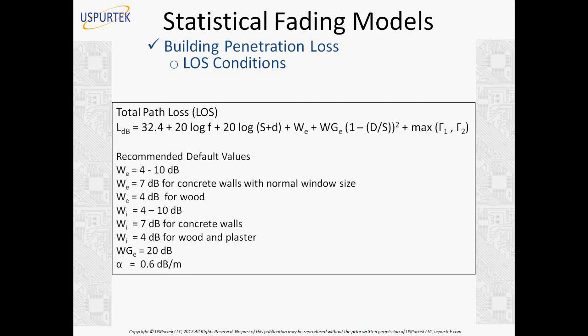Now here again you have some default values which could be used. If you want to simplify your effort, you could just use some recommended default values, and your calculation will be fairly accurate in that case. So these are the values. Even for the type of wall, We is 4 dB, Wi is 4 to 10 dB, and Wi is 7 dB for concrete walls, and 4 dB for wood and plaster.